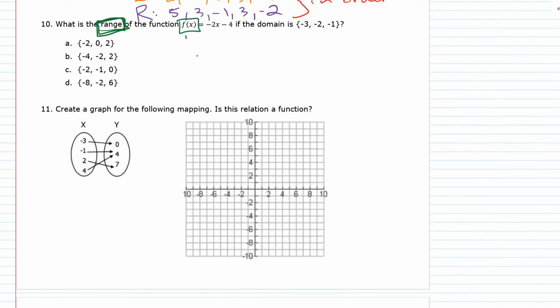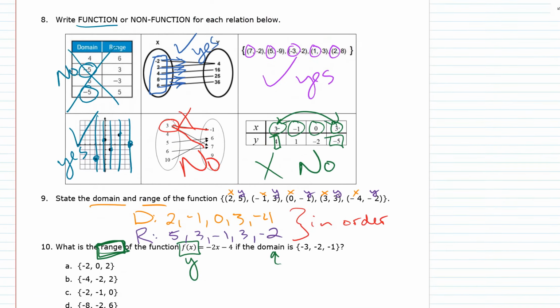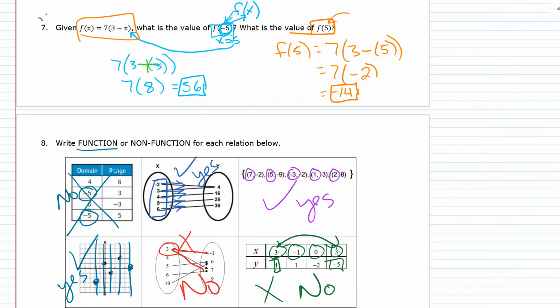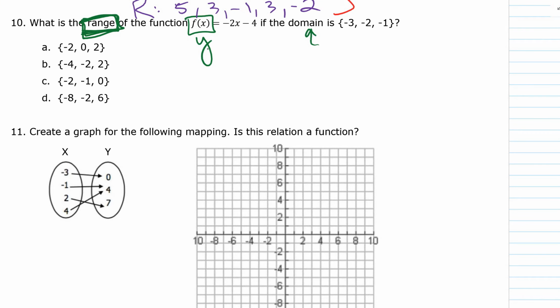Range is y, we know that, f of x, and it gives us the domain. So this is just another way of asking the question that we solved in question number 7. We were given an equation, and then it said, here's your x value. This is asking us, what is the range? That means the output. And it gave us some domains, some x values. So we're going to do the same thing. It's just a different way of asking the same question. So let's solve it for the first one.